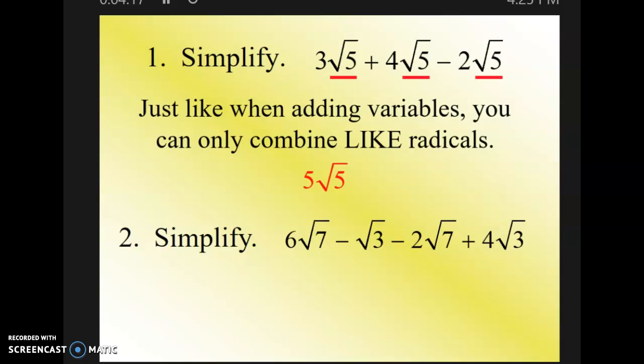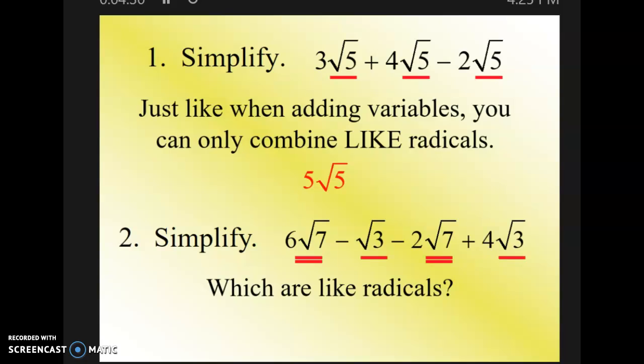6 square root 7 minus 3 minus 2 square root 7 plus 4 square root 3. Now, you have to determine which are the like radicals. So, we'll underline the like radicals. We have a 6 square root 7 and a negative 2 square root 7. Notice I said negative 2 square root 7 because the sign stays in front of the term. And then we have a negative square root 3 plus 4 square root 3.